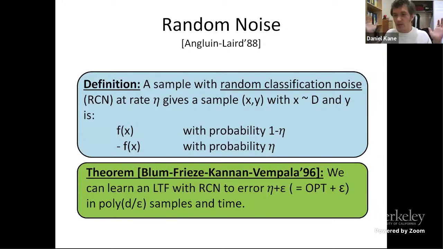And fortunately, random classification noise you can also deal with. It's been known for some time that even with random classification noise, you can learn the linear threshold function to error eta plus epsilon, again, in polynomial samples and time. And eta plus epsilon maybe doesn't sound so good until you notice that that is the same as opt plus epsilon in this case, because every sample gets corrupted with probability eta. There's no hope of getting an empirical error less than eta just because that's the noise rate.